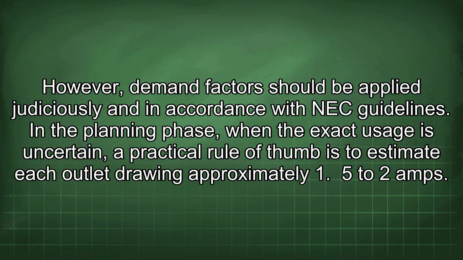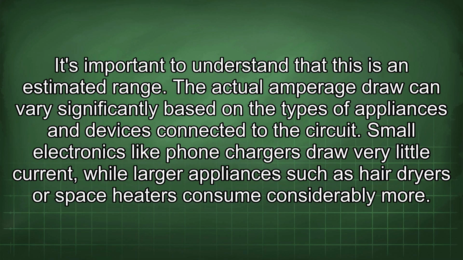In the planning phase, when the exact usage is uncertain, a practical rule of thumb is to estimate each outlet drawing approximately 1.5 to 2 amps. It's important to understand that this is an estimated range. The actual amperage draw can vary significantly based on the types of appliances and devices connected to the circuit. Small electronics like phone chargers draw very little current, while larger appliances such as hairdryers or space heaters consume considerably more.